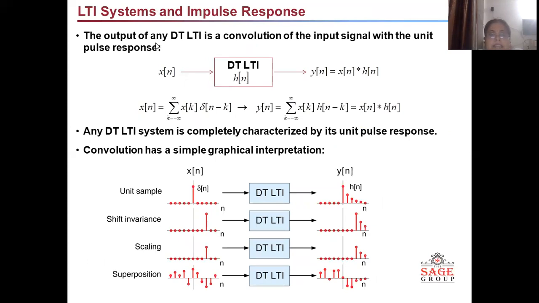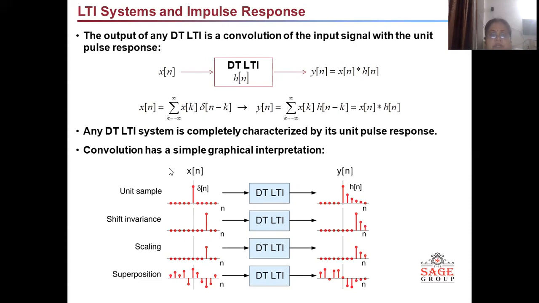Now the LTI system and the impulse response. The output of any discrete time linear time invariant system is a convolution of the input signal with the unit impulse response. So if we give x[n], and h[n] is the impulse response of the system, the output can be represented as the convolution between x[n] and the impulse response, which is shown mathematically in the function below. So any discrete time LTI system is completely characterized by its unit pulse response.